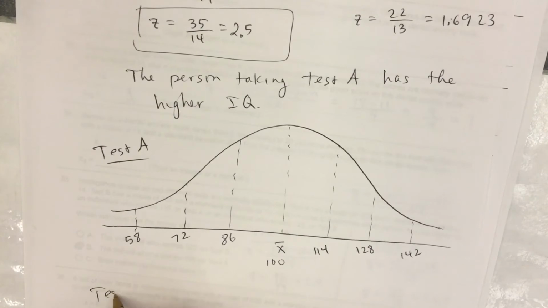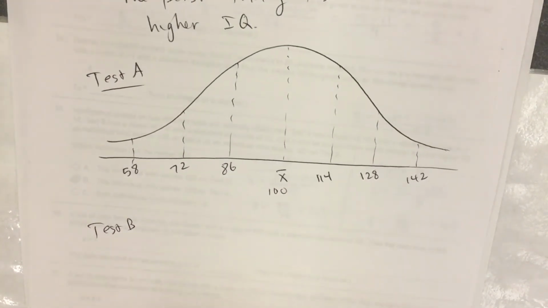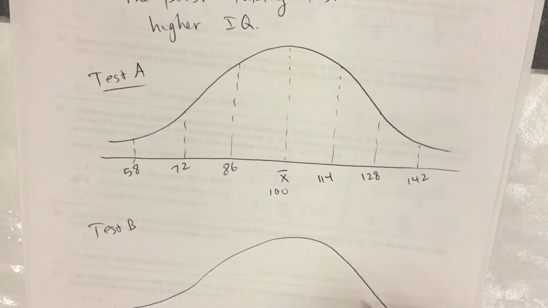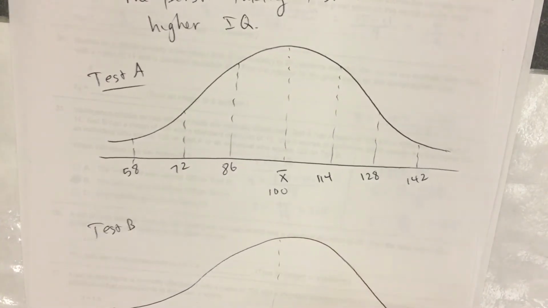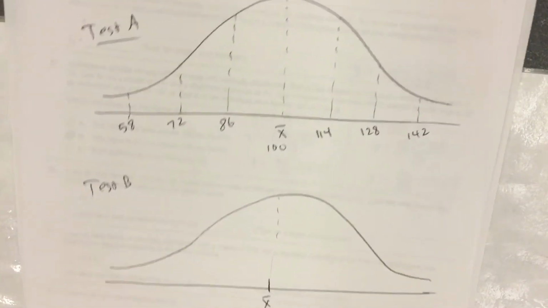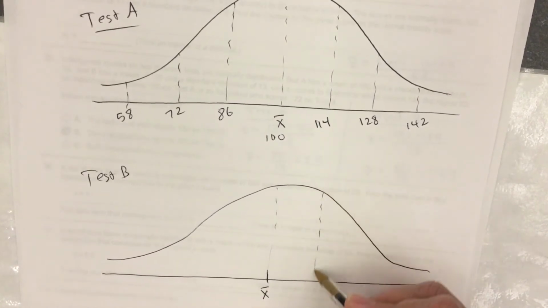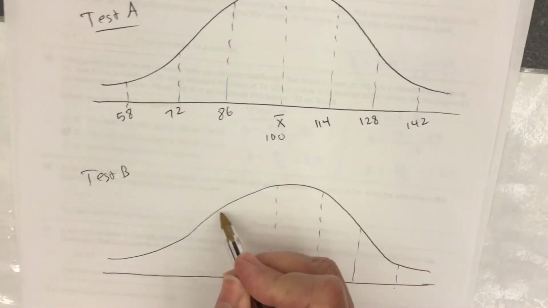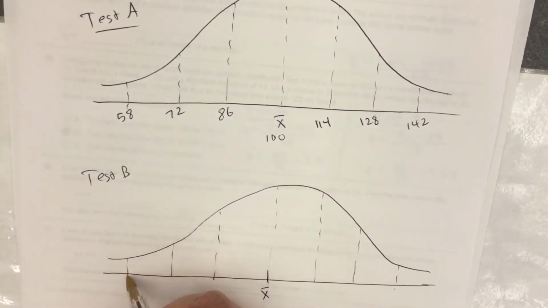Test B, I'm going to try to line it up with the one I just drew. At least line up the means. That curve is a bit lopsided, but X bar, one standard deviation, two and three. Going the other way, one, two, and three.